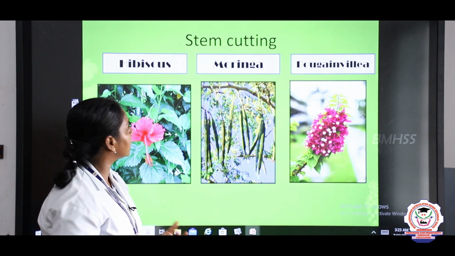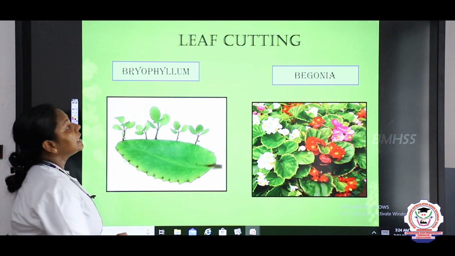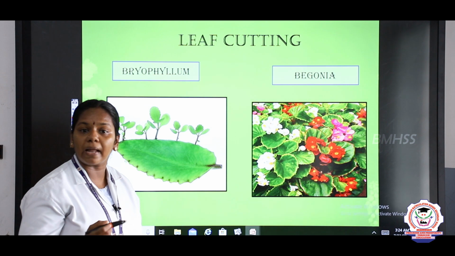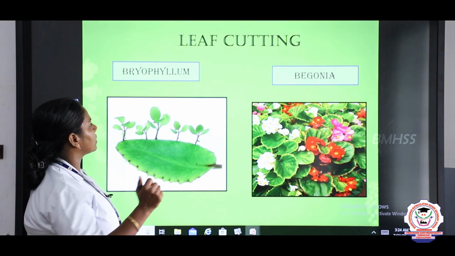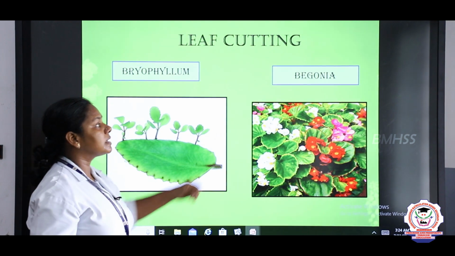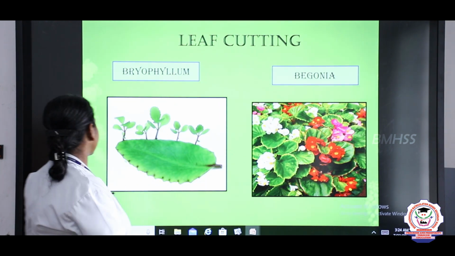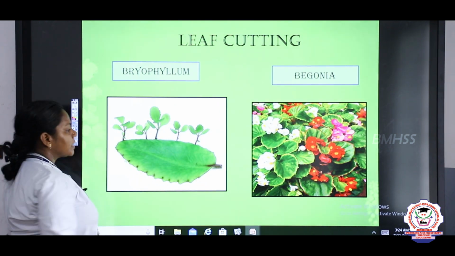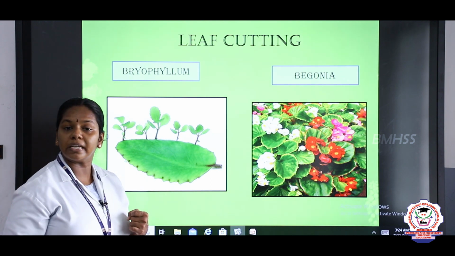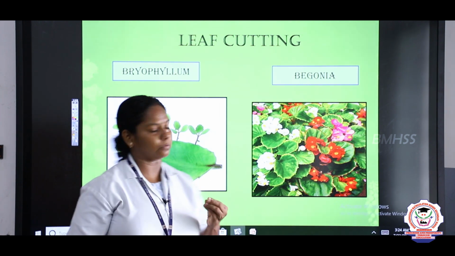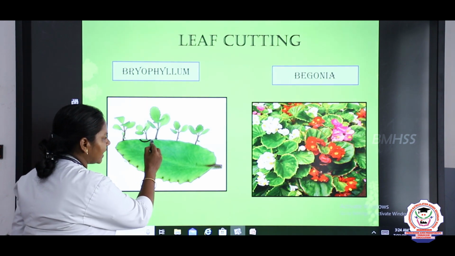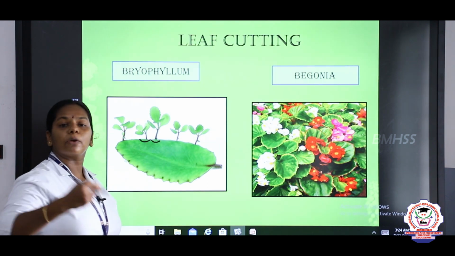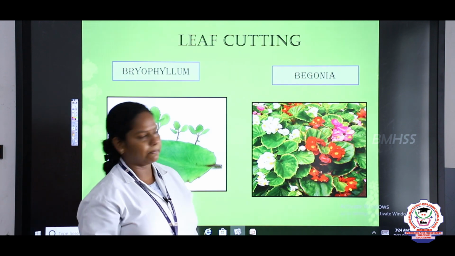And what is the next method? Next one is leaf cutting. By cutting the leaves of the plant, we can produce the next generation of plants. The two examples of this are bryophyllum and begonia. The common name of bryophyllum is Kattipotal kuttipodum. You see children, from the leaf notches many buds arise, right? By cutting such buds, we can produce the next generation of the plants.